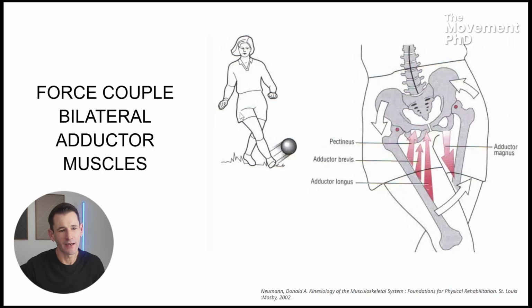Let's talk about how the adductor muscles work together to produce a sidestep type of motion. So this could be kicking a ball laterally from the opposite foot. It could be crossing over during a lateral movement of the body.